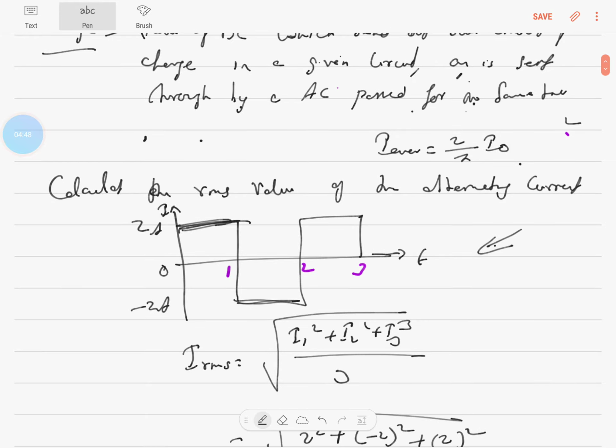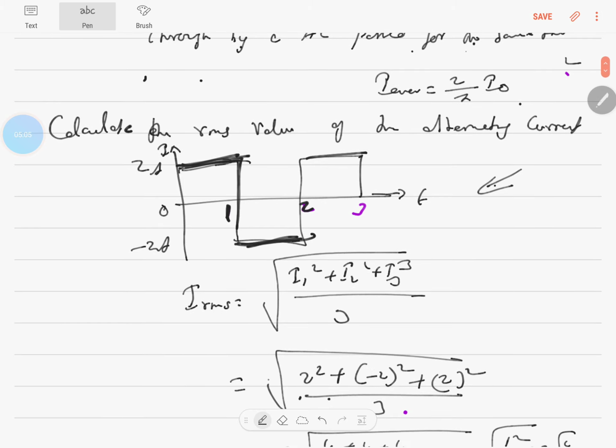sum where you have calculated RMS value. It is like a digital signal. Can you see, it's either 2 amps or minus 2 amps, or 2 amps, and goes on in the circuit. This is the first second, it's plus 2. During the second it's minus 2.